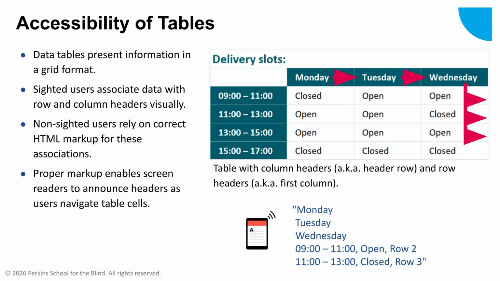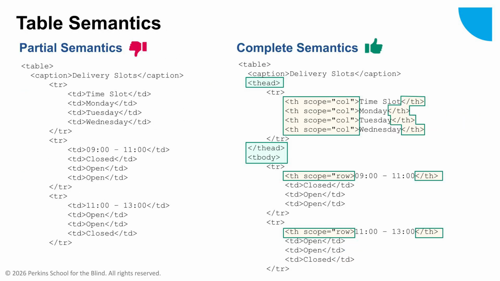And to do that, we fall back on our semantic HTML. On the left side of the screen, I'm showing partial semantics. We're using table markup, which is good. We have a caption for the table, which is also good. But all of the cells within the table are simply marked up as TD elements, the D standing for data. There's no clear indication of whether there are any column headers or row headers.